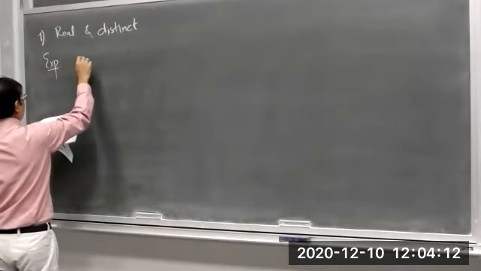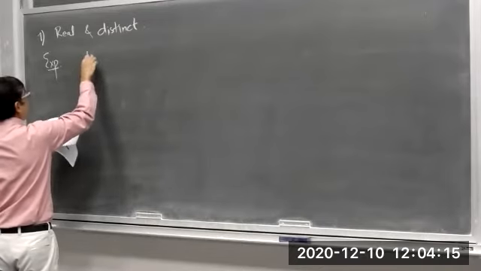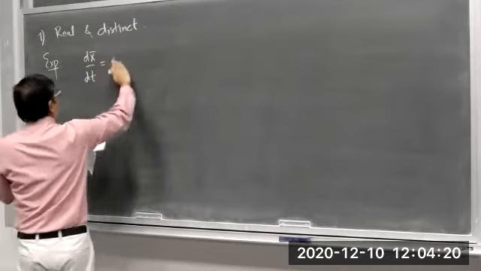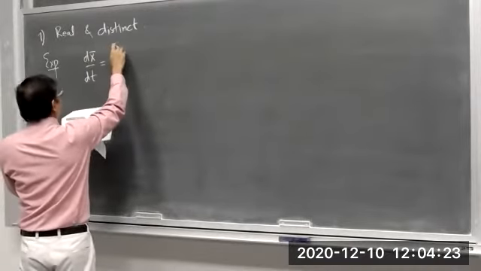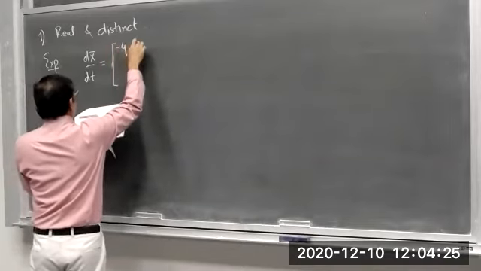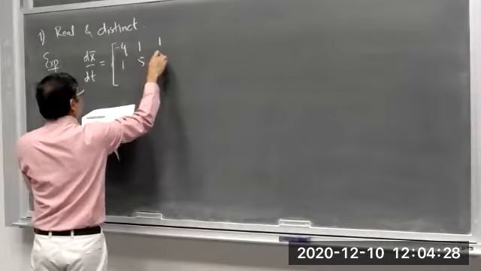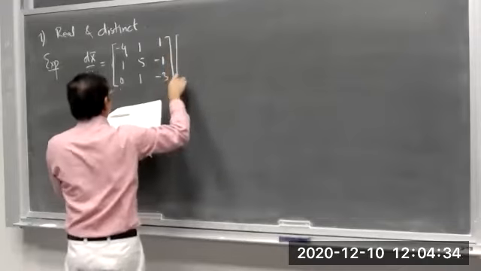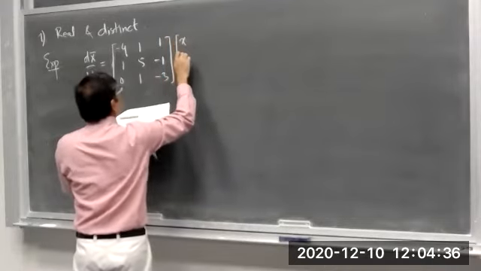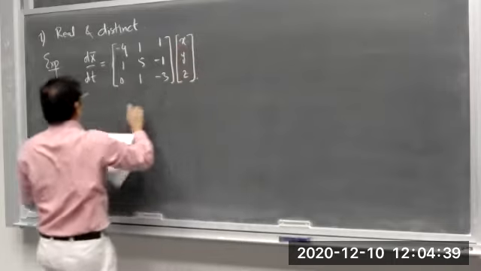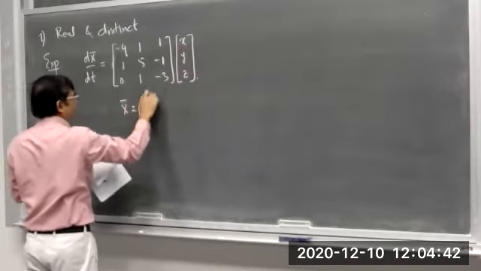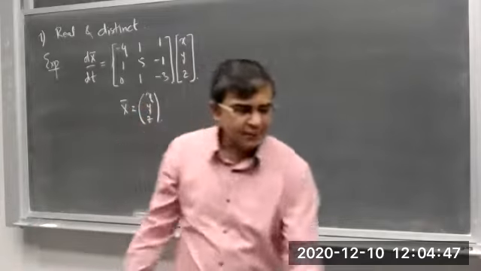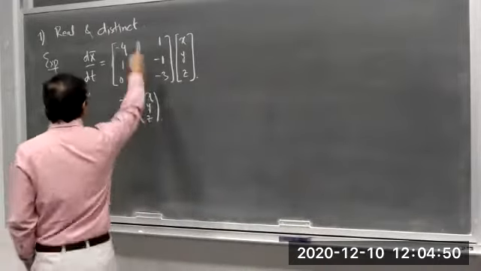Suppose we have a system which is dx/dt equal to A x, where A is the matrix [-4 1 1; 1 5 -1; 0 1 -3]. Now the system is 3 by 3 and the unknown vector is x, y, and z. We need to solve this system of first order differential equations where the coefficient matrix is this.